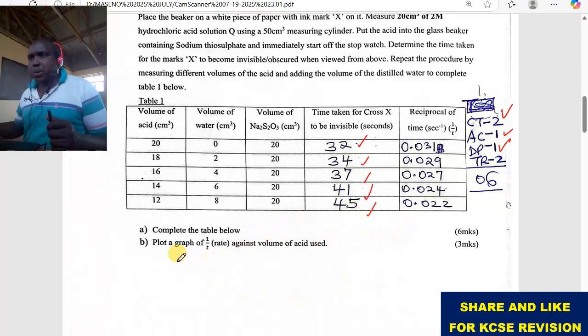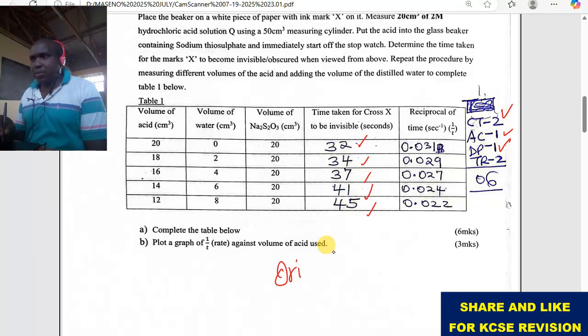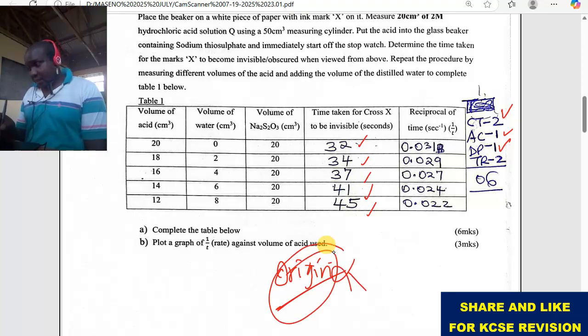Now we need to plot a graph of 1 over t, that is the rate, against volume of the acid. Always remember that the graph of the rate will always pass through the origin. So if it does not pass through the origin, that graph, you are going to score 0.